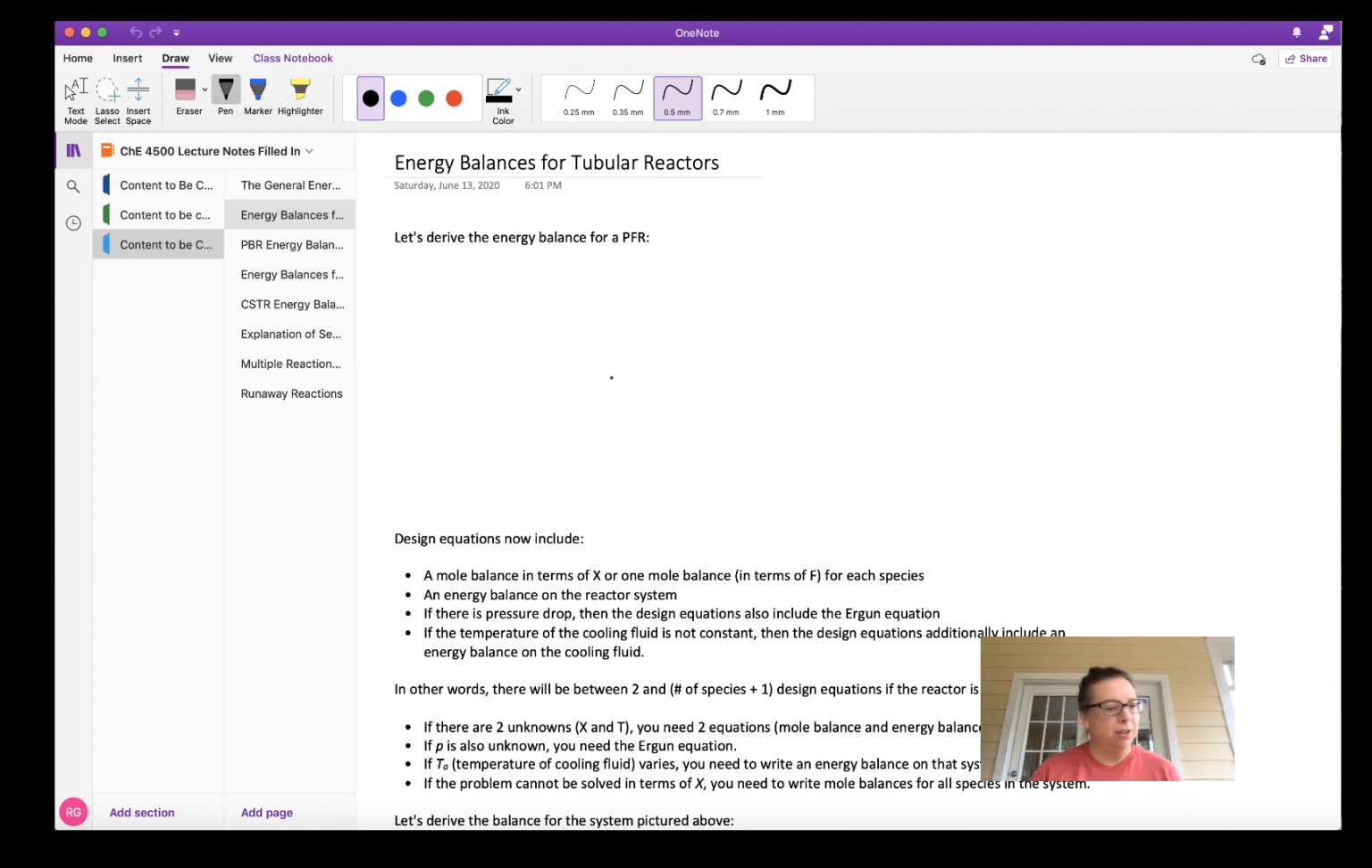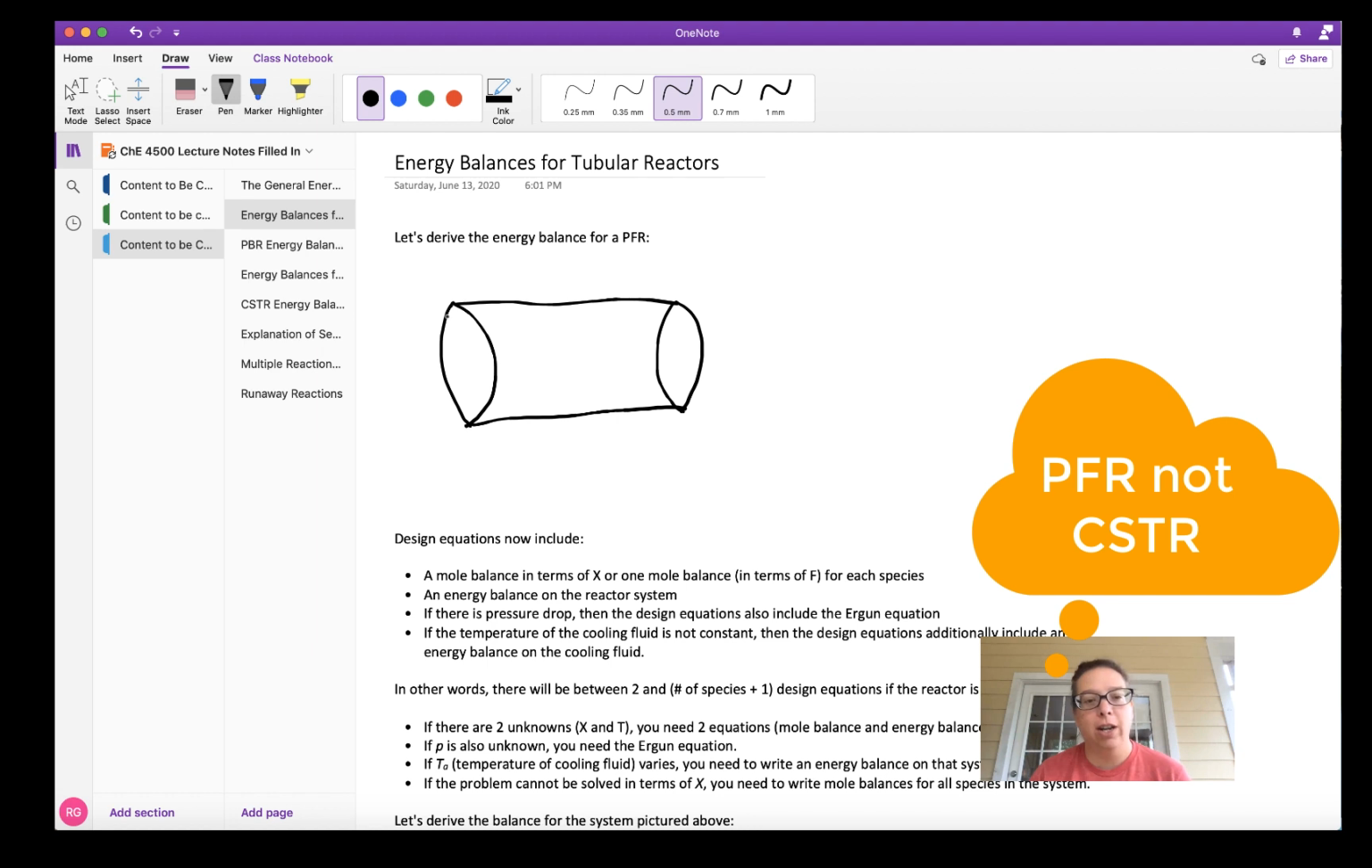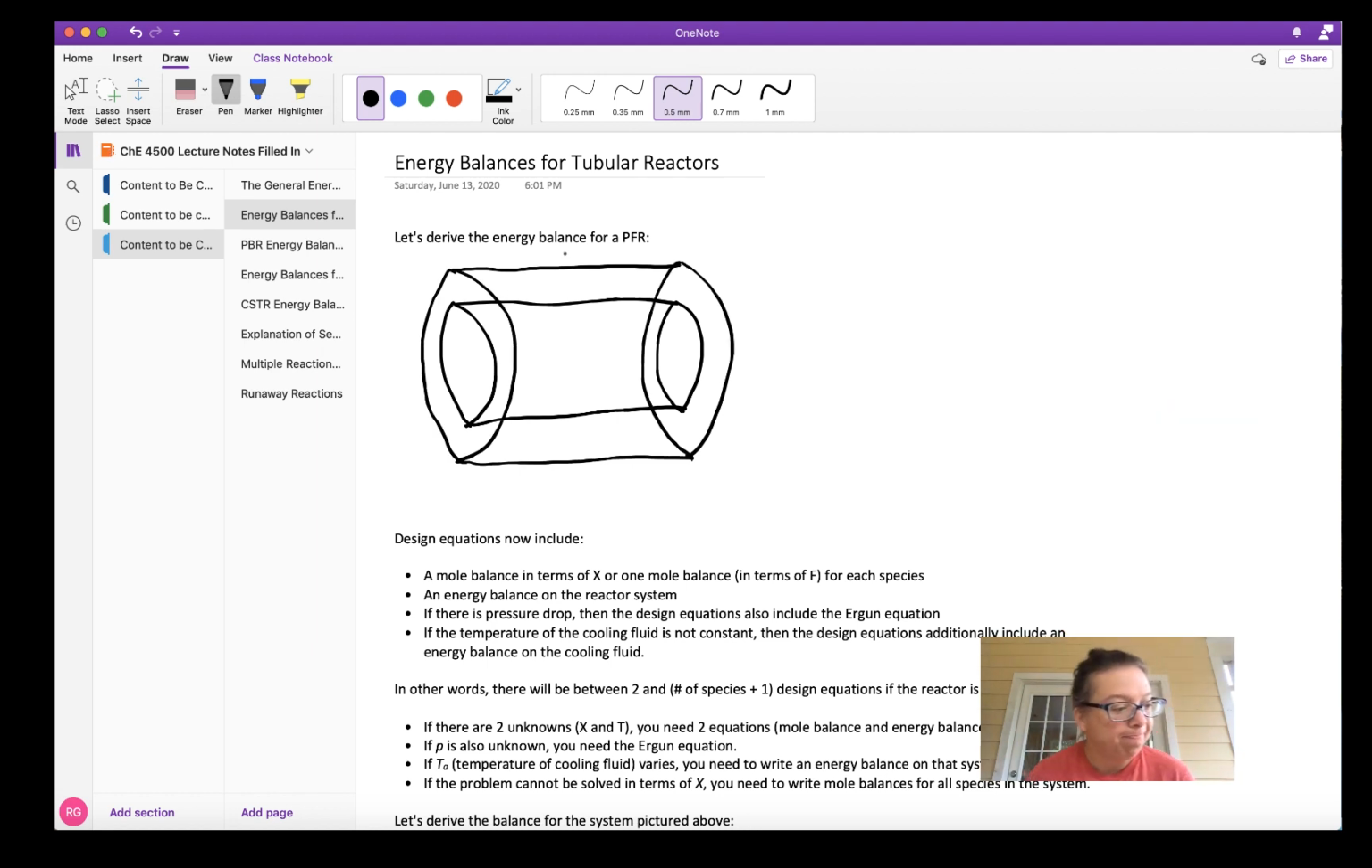All right, so in this lecture, we will apply the general energy balance to derive the energy balance for a PFR. So to do that, first let's draw the system. The PFR, we know, is a tubular reactor. And when we have a non-isothermal PFR, a lot of times we're thinking about a shell and tube type system. So something like this.